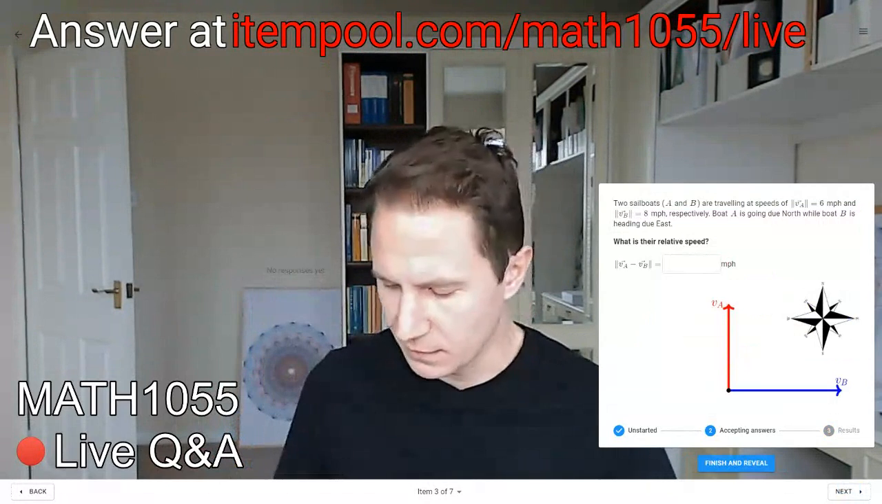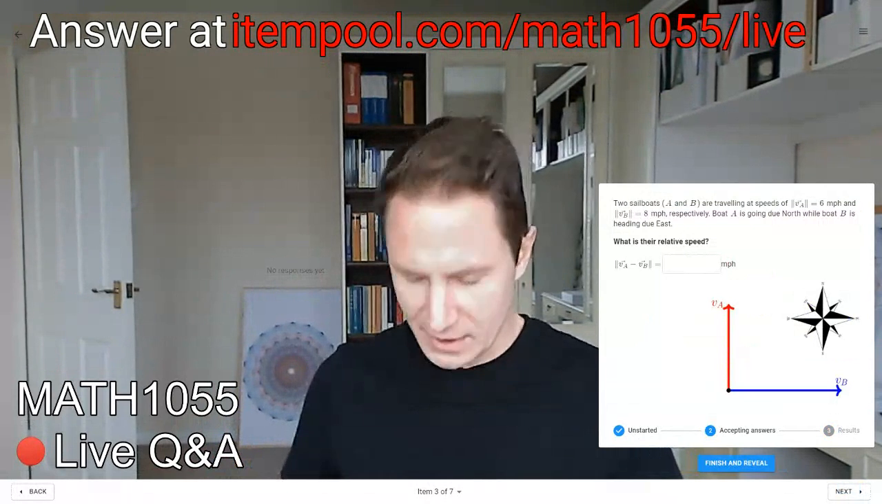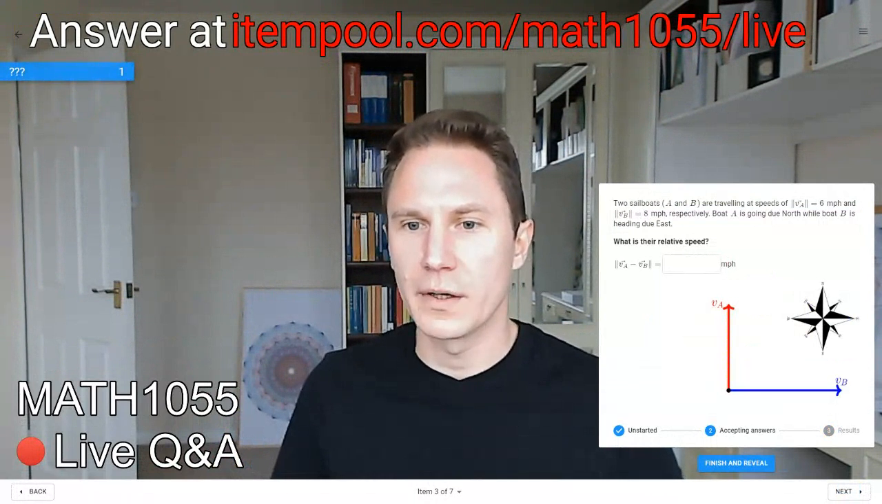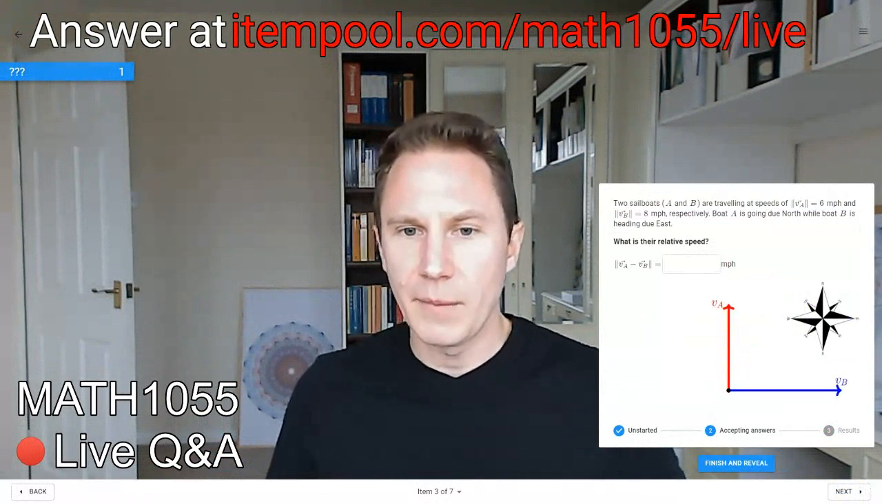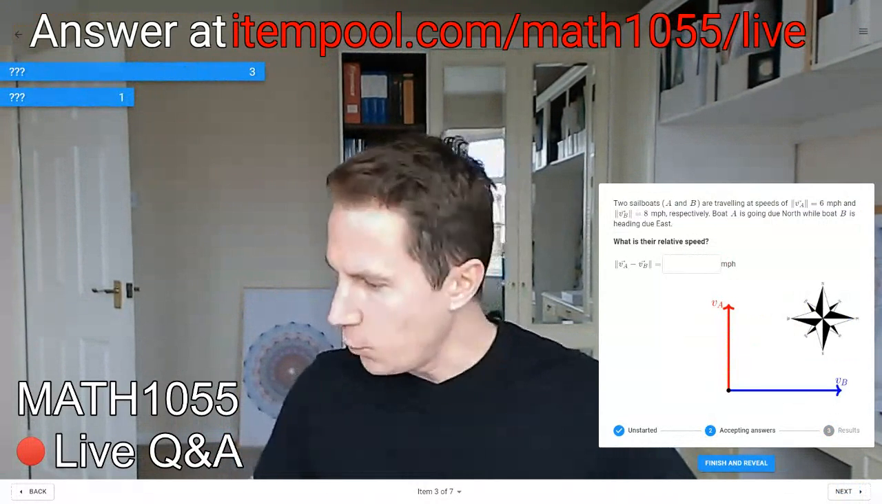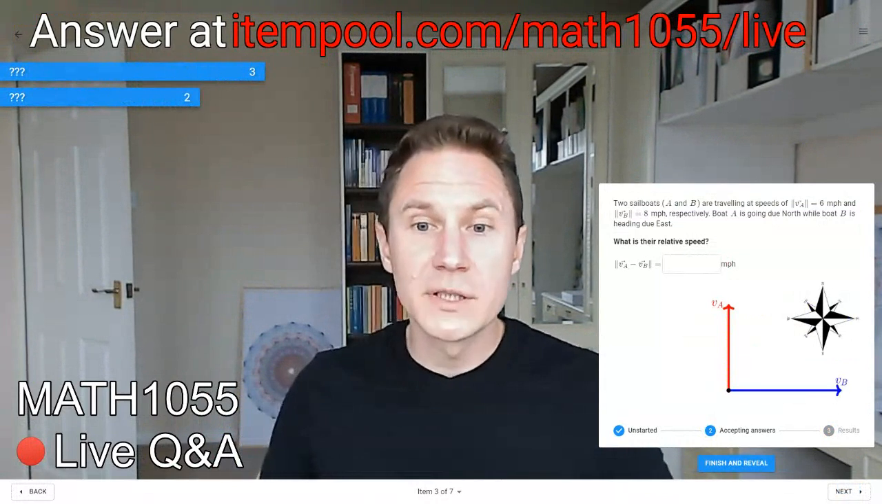Now, here is the next question. I'm trying to make these interesting; they might not be too interesting, but I'm trying. Here we have two sailboats, A and B, traveling at speeds of 6 miles per hour and 8 miles per hour respectively. Boat A is going north at 6 miles per hour, and boat B is traveling at 8 miles per hour due east. The question is, what is their relative speed?